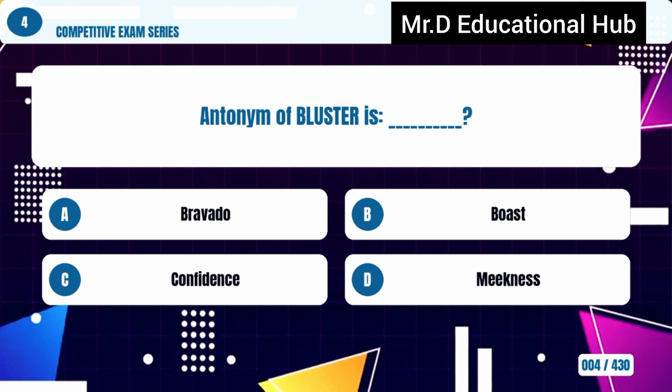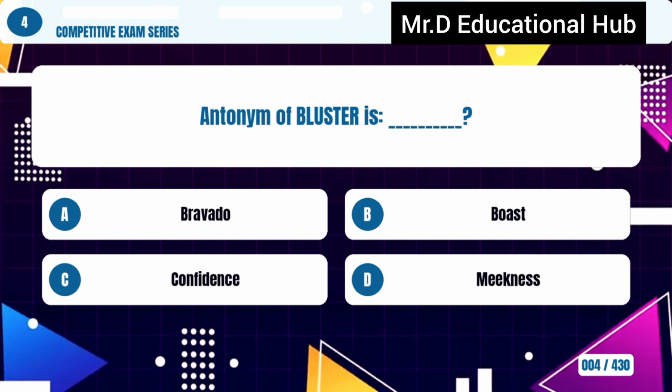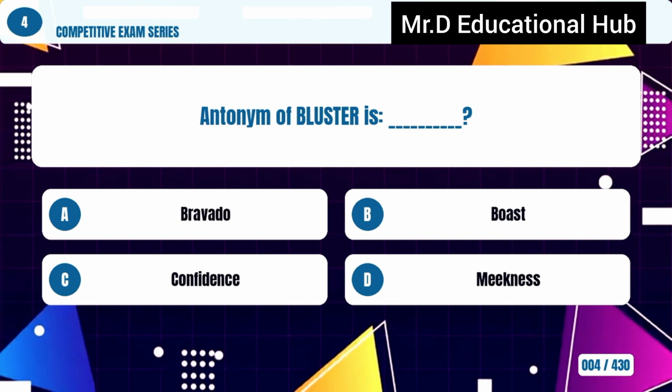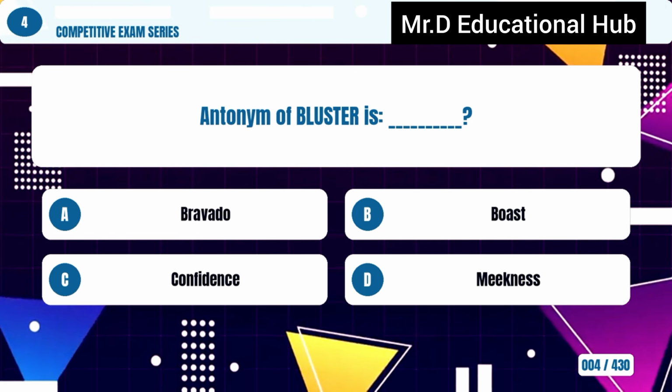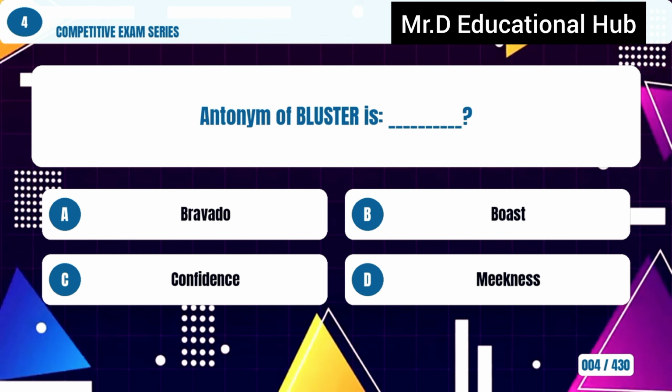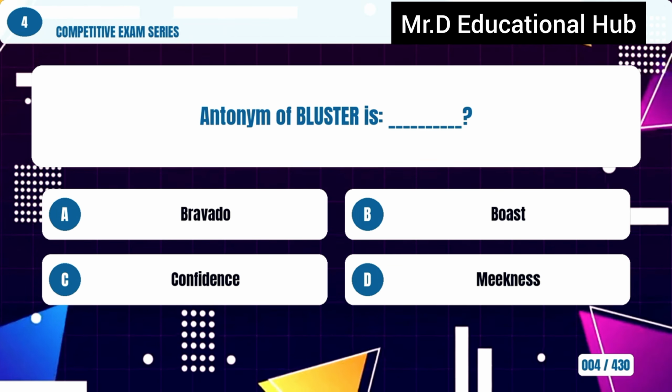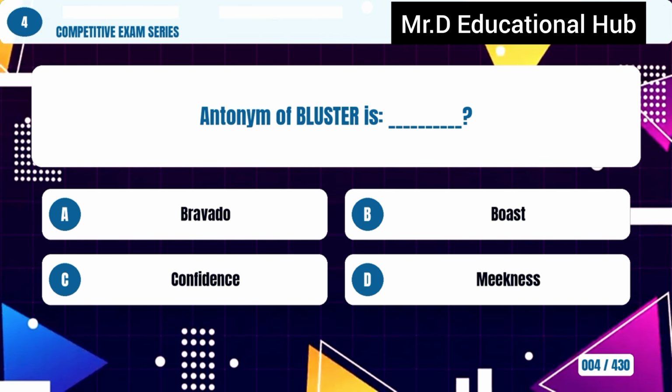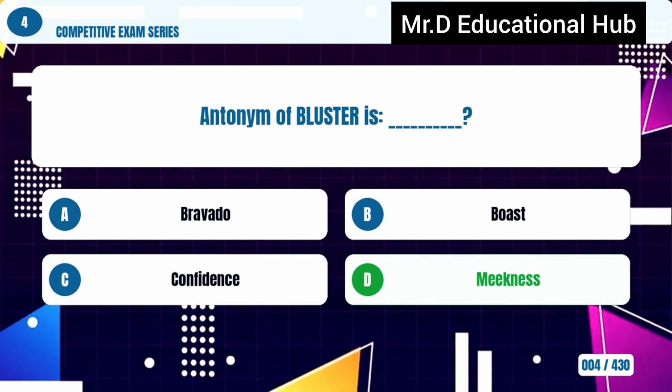Question: antonym of bluster is blank. Option A, bravado. Option B, boast. Option C, confidence. Option D, meekness. Correct answer is option D.